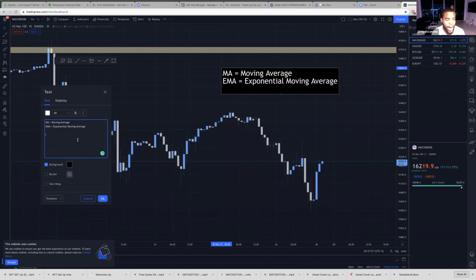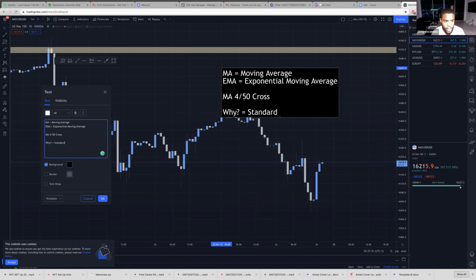So I'm going to go ahead now. We're going to talk about the basic 4 50 cross. Why do we use this? It is very standard in the industry. So our 4, for us, we're going to make a red line, and our 50 for us is going to be a blue line.